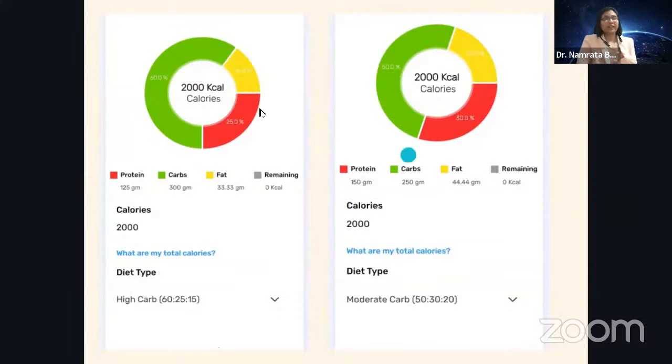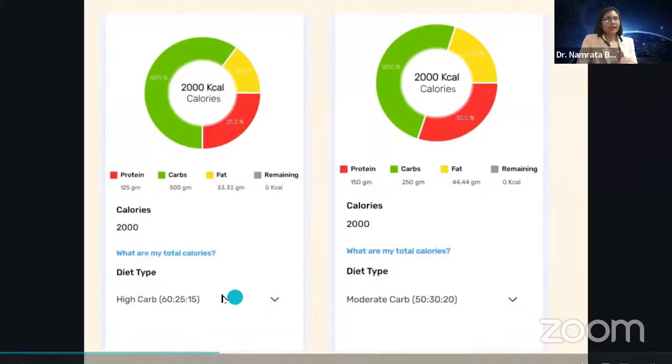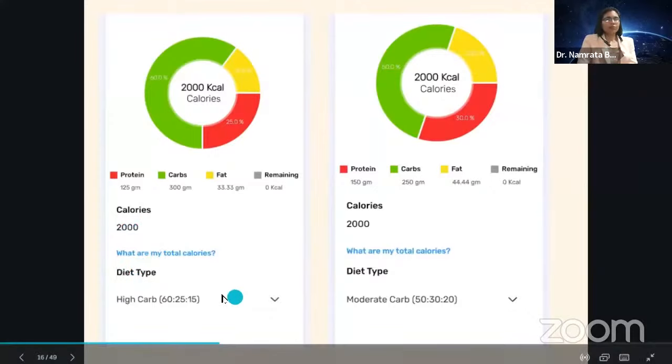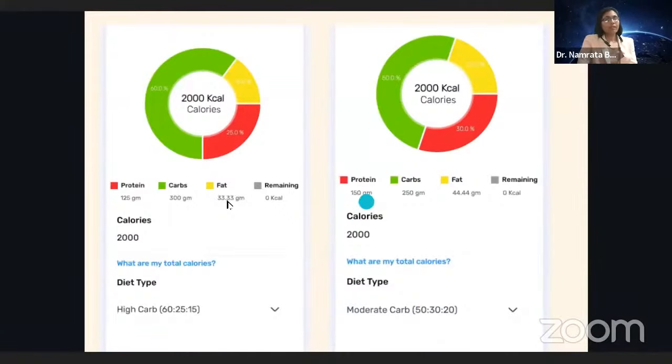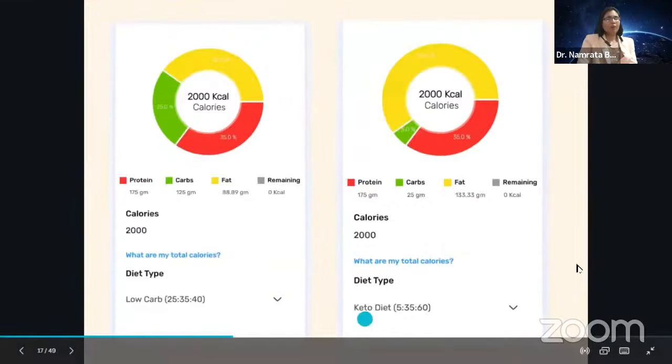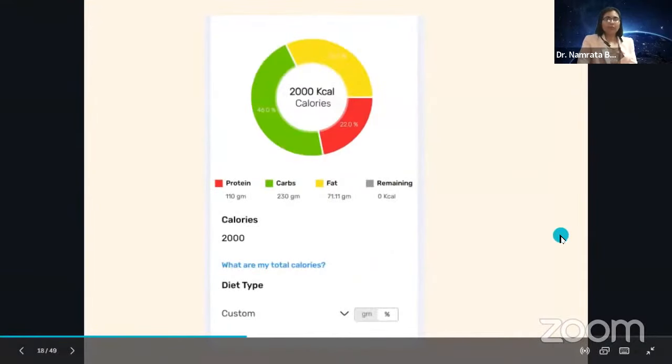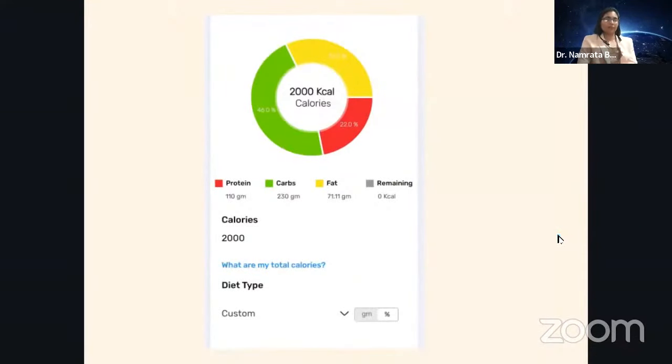Now, this is how we manipulate calories. These are the strategies. So let's say 2000 kilocalories is the need for an average individual. This is how the diet type, if it is high carb, these are the ratios of your protein, carbs, and fat. If it's moderate carb, then these are the ratios. So this is just a strategy to achieve your calories. Your proteins should not go down. Protein is the foremost which has to be addressed. Low carb, keto diet, these are not sustainable because we are primarily a carb-eating country.